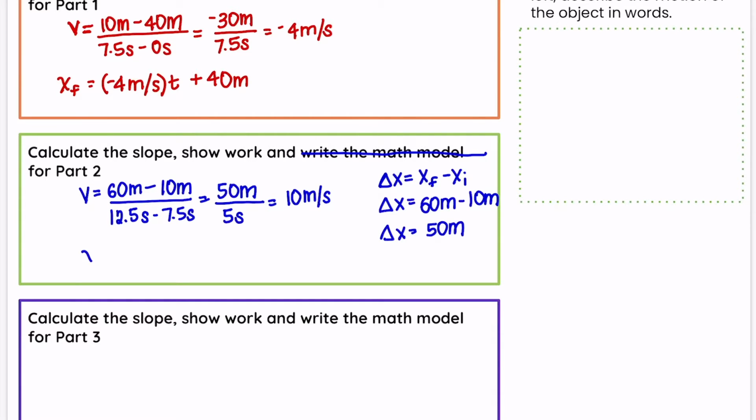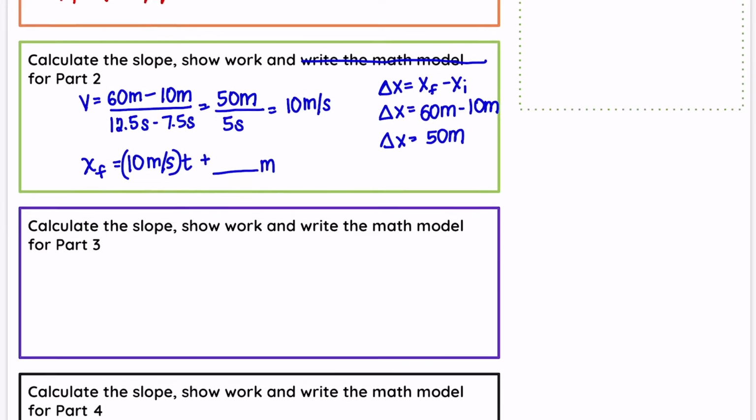Okay, now the mathematical model, if you're interested, is 10 meters per second times time, and then the y-intercept. Your algebra teacher taught you how to do this. I didn't teach you how to do it, so I'm just going to leave it blank.